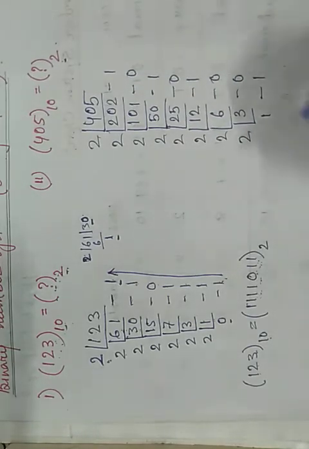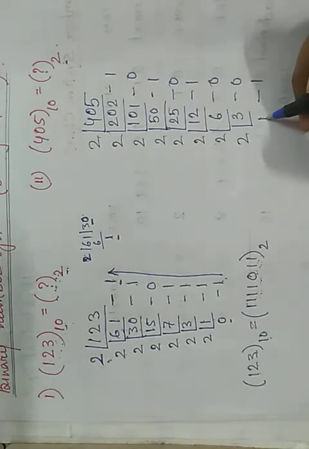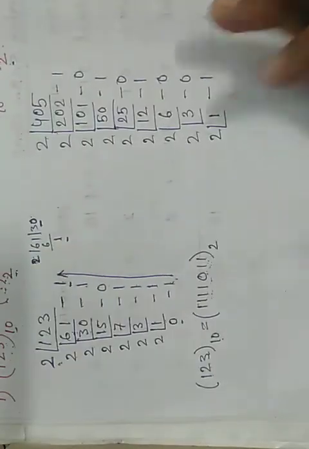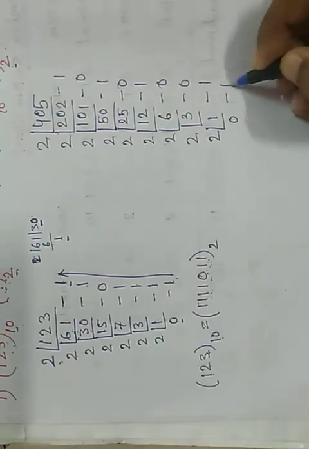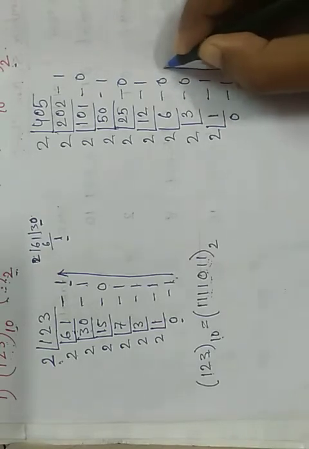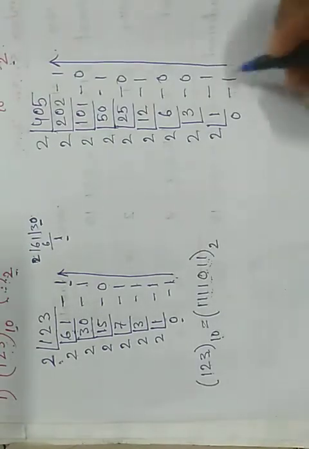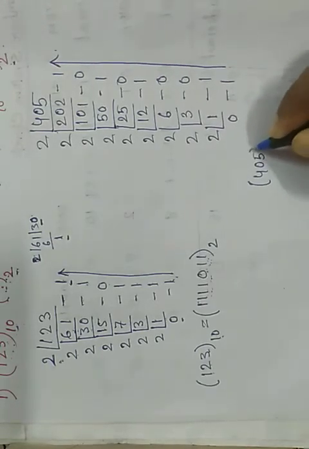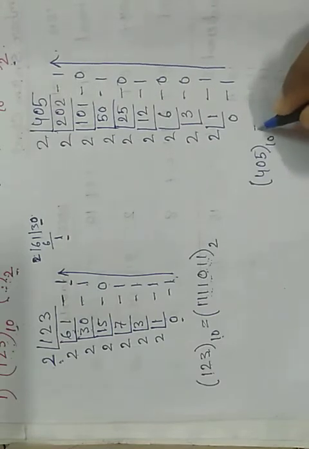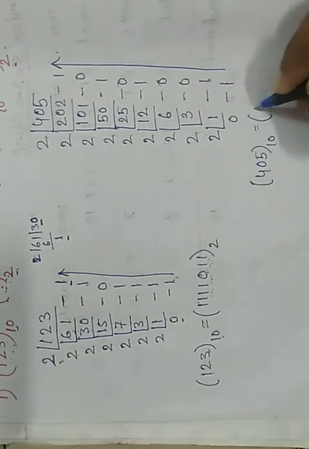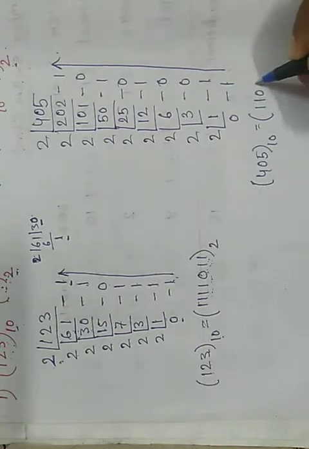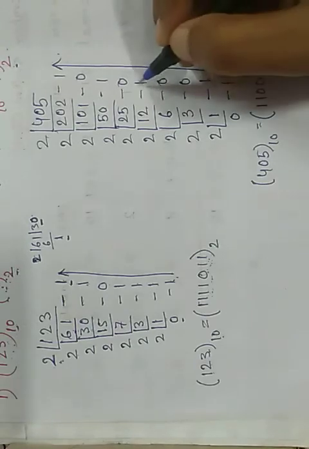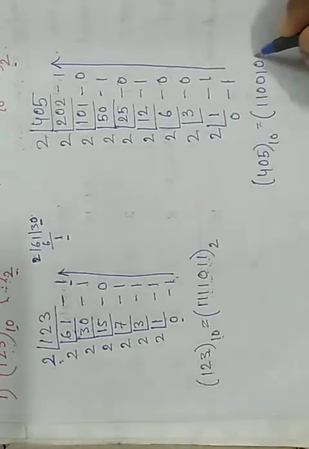remainder 1. We can stop here, or we can divide it again by 2, so it becomes 0 and 1. Now we have to take the remainders from downwards to upward direction, so our result is 405 in base 10 equals to 110010101101.